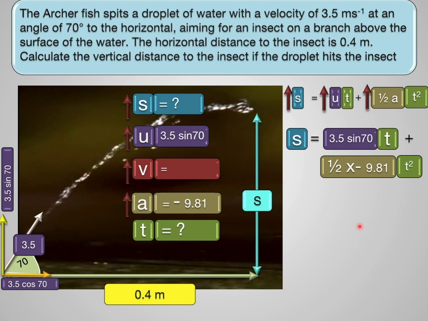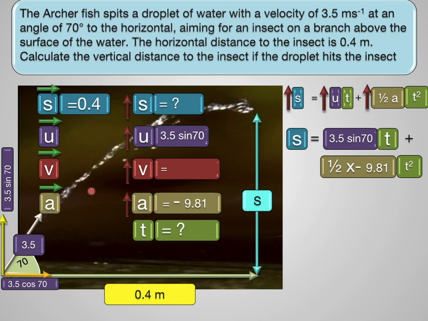Now the problem is we don't know t. So there's no way to get displacement without knowing the time. I'm using the horizontal direction. I'm going to write all the horizontal quantities because I want to find the time. For vertical direction, I couldn't find the time, so I'm going to find time using a horizontal equation. I'm writing all horizontal quantities.